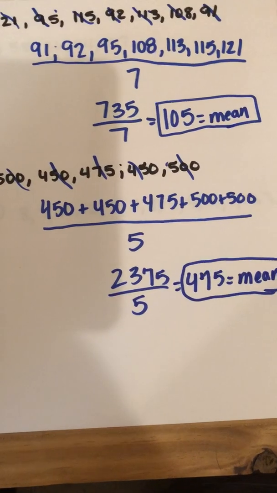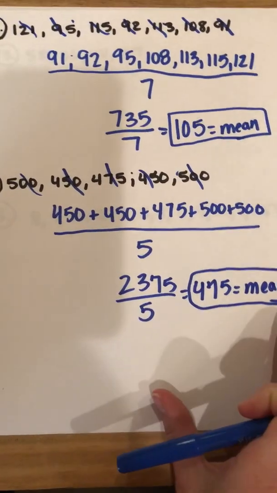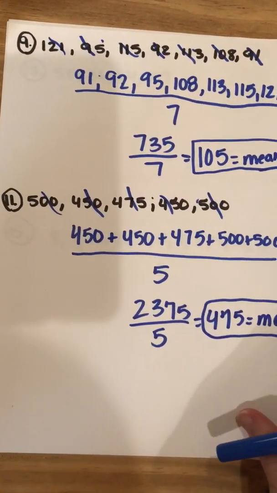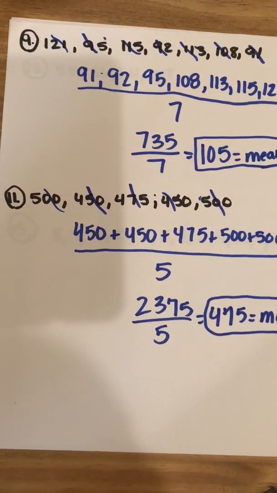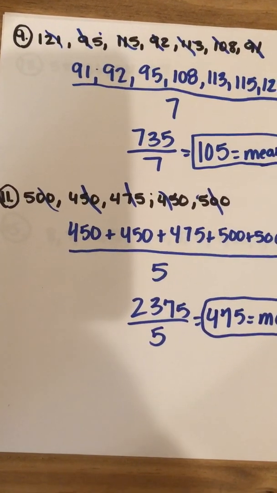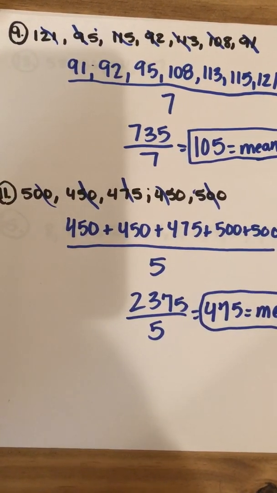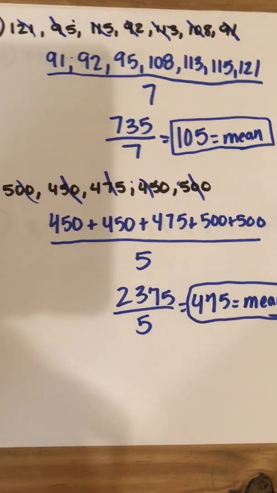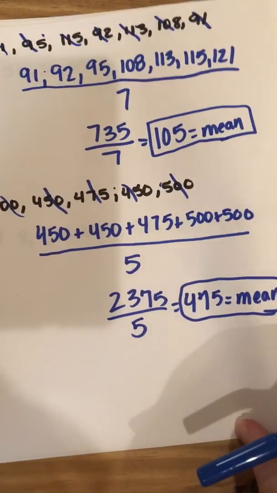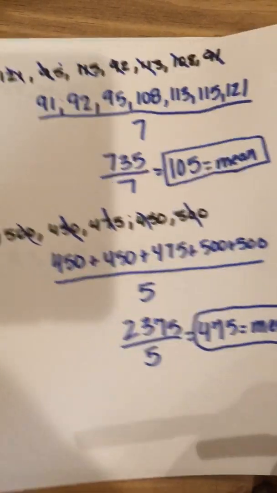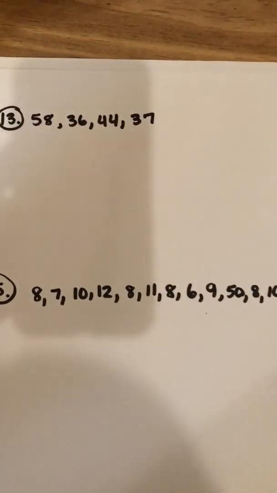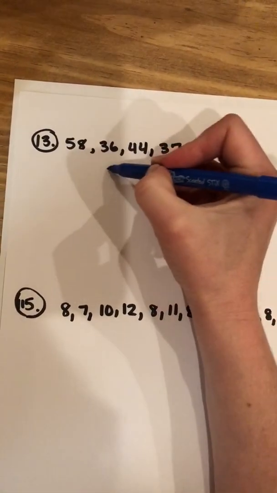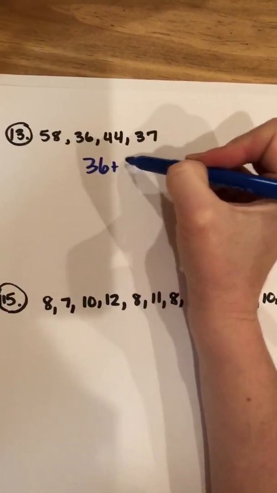Okay, number 13. Number 13 says, you keep track of the time you spend doing homework each evening. You spend 58 minutes, 36 minutes, 44 minutes, and 37 minutes. Find the mean of those times. So you're finding the average time that you spend on homework in minutes. So here are my times. I'm going to order them from least to greatest.